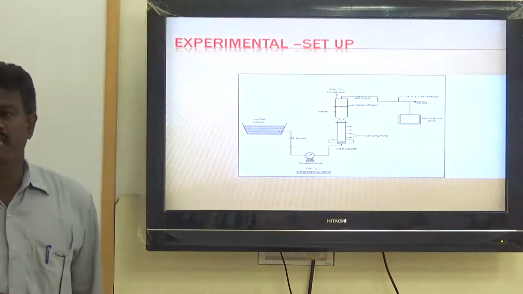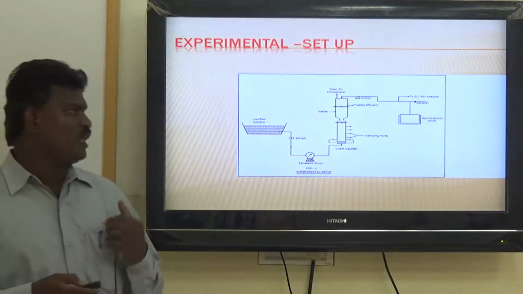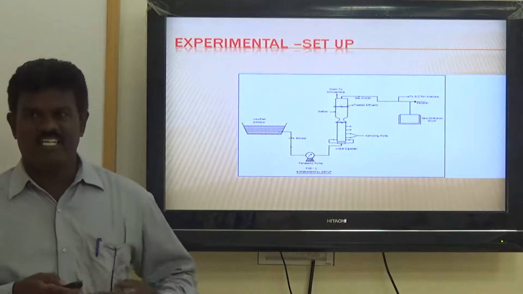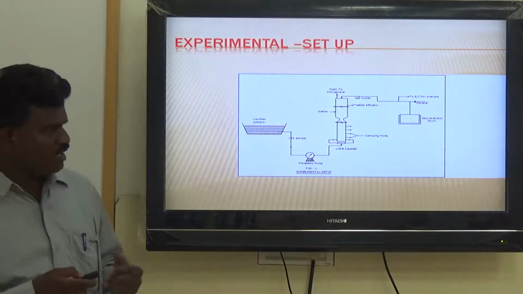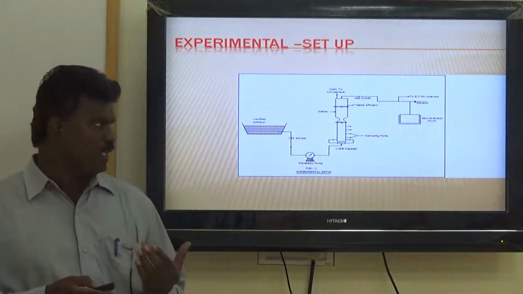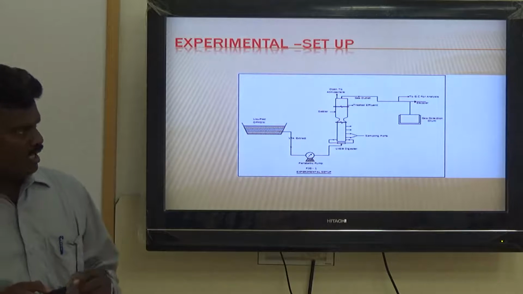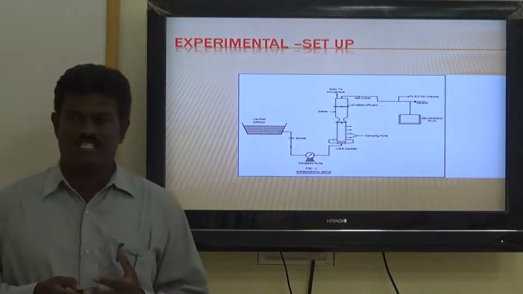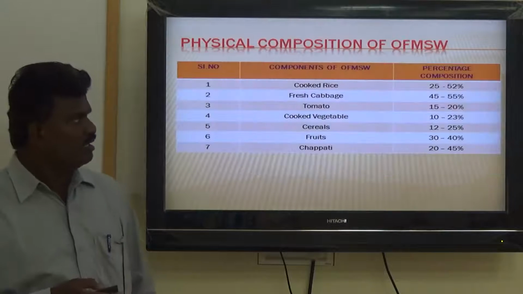Here you are seeing the flowchart. Liquefied organic fraction of municipal solid waste is taken into that vessel. That vessel is connected to the bottom portion of the UASB reactor. Finally, it is measured, and there is a gas collection drum. It measures how much gas is produced.